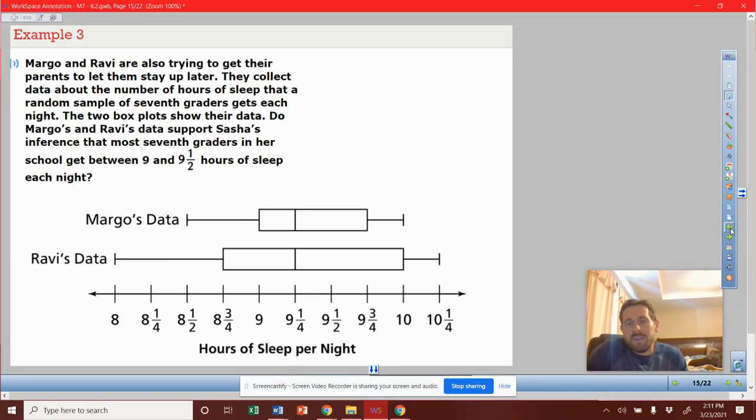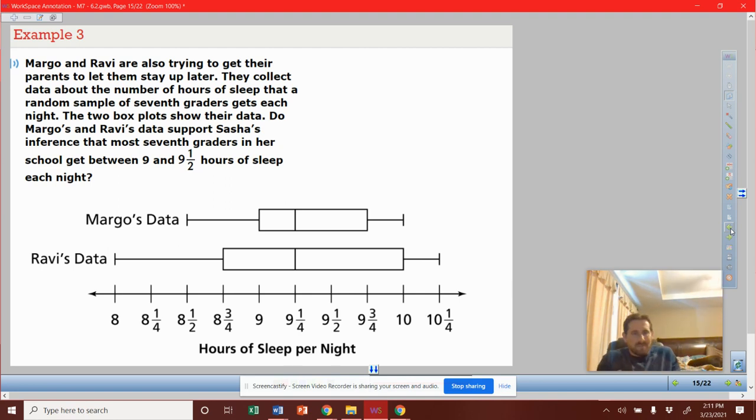Sorry, example number 3 here. Margot and Ravi are also trying to get their parents to let them stay up later. They collect data about the number of hours of sleep that a random student sample of seventh graders get each night. The two box plots show their data. Do Margot and Ravi's data support Sasha's inference that most sixth or seventh graders in her school get between 9 and 9.5 hours of sleep each night?